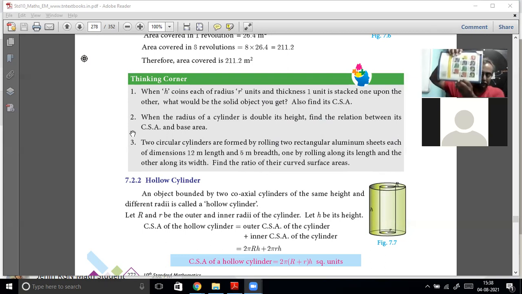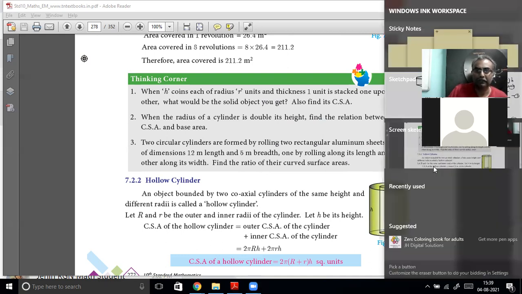Then you roll it along its breadth like this, in this direction, and form another cylinder. Okay, another cylinder. That is what we should now try to do. Let us do it on this screen. It's a very interesting one.